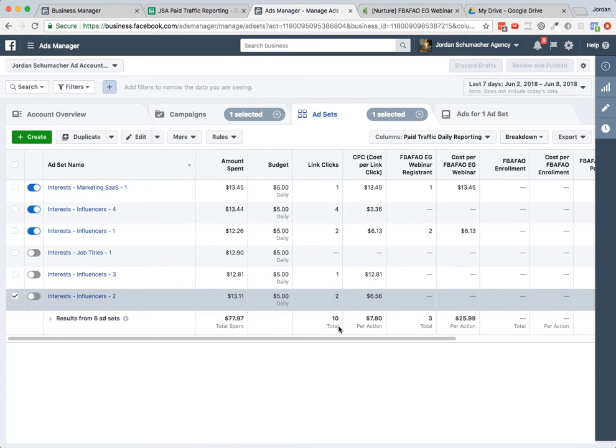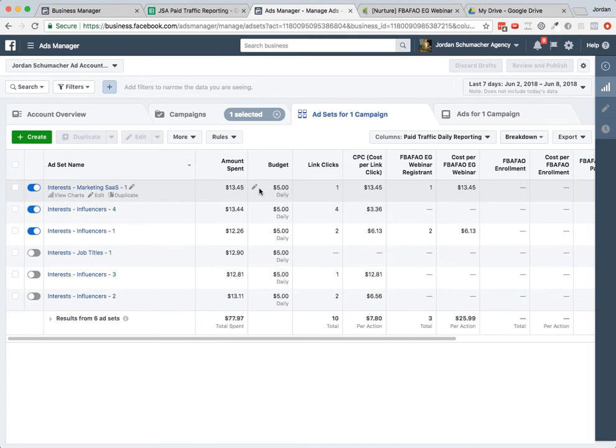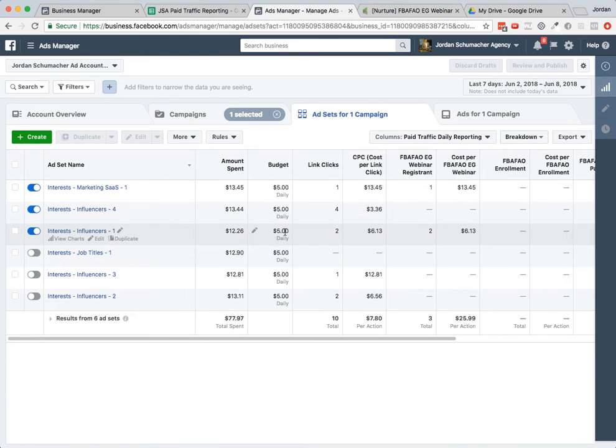Because again, if we're making decisions on a couple clicks, that's a poor way to make decisions. Typically you want between 30 clicks before you start making any decisions. However, just due to how expensive these clicks were, I'm killing them off the bat. But in my opinion, it would be a mistake to kill these prematurely. So I'm just going to increase both of these to $10 per day, and start getting some more data that way.